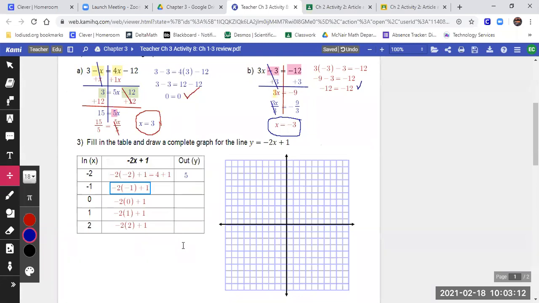This says -2 times -1. What is that? -2 times -1. What's that?